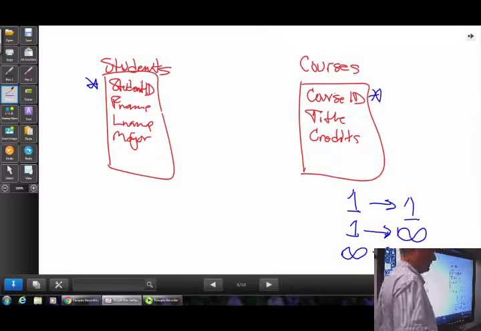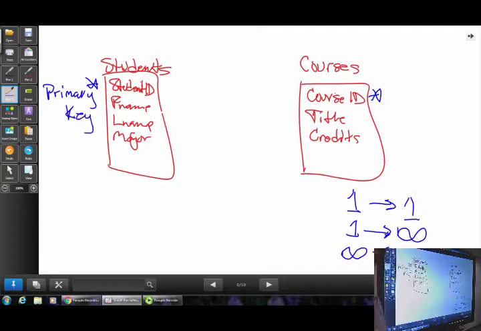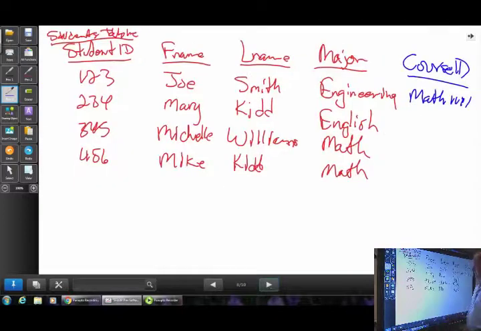You know what we call these fields that are unique? Primary key. Primary key is the field that uniquely identifies a record in a table. Let's look at it. It's easier to see.